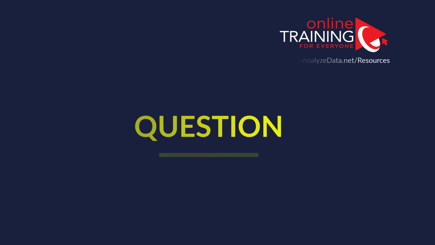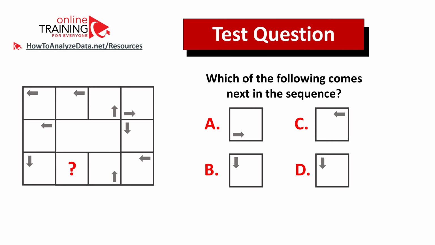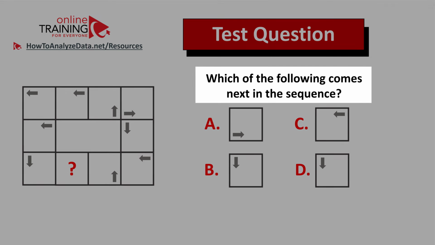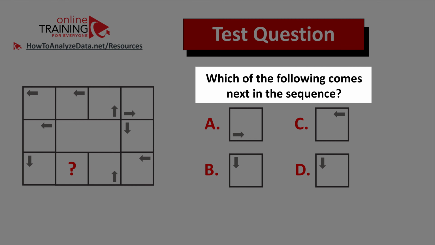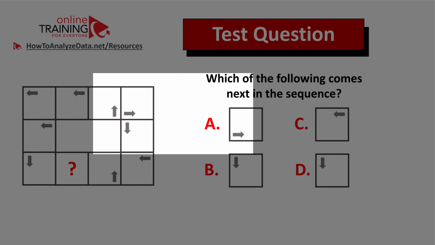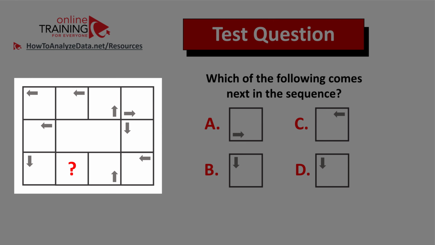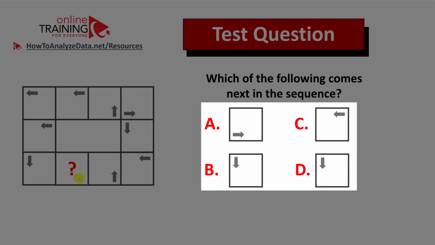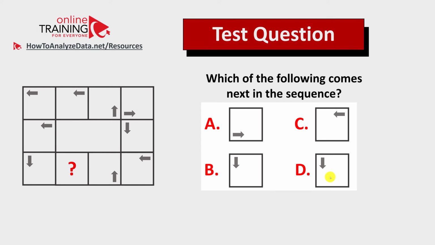Let me share with you a tricky question which tests your pattern recognition as well as logical reasoning skills. Which of the following comes next in the sequence? And you're presented with a rectangle, which has multiple squares, and one of the squares is missing. It has a question mark inside. And you have 4 different choices, A, B, C, and D. Take a close look to see if you can come up with the answer.